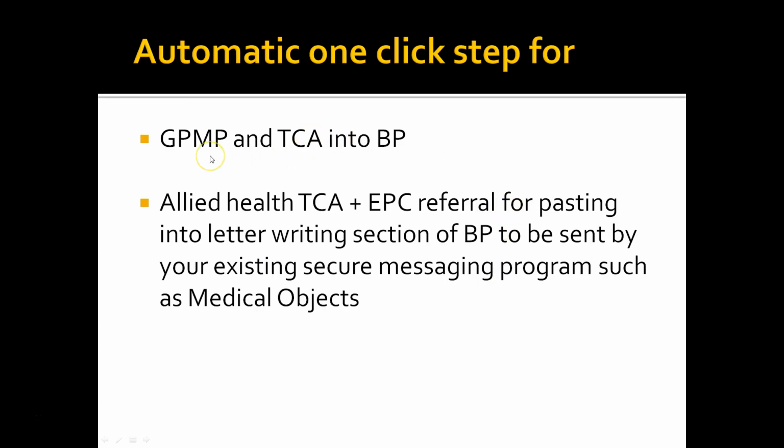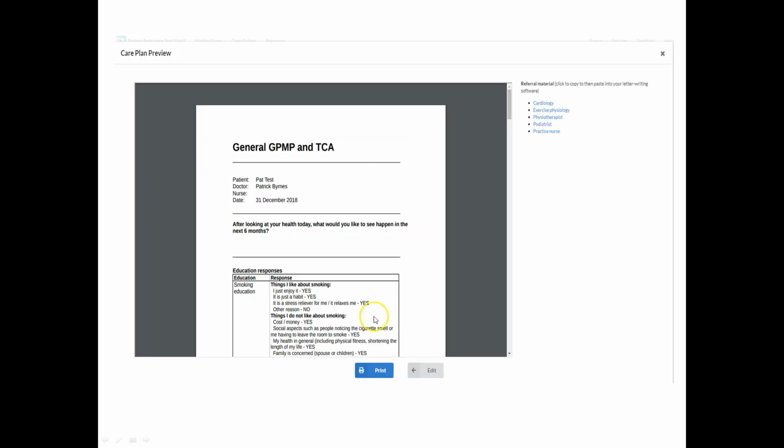At the end, there's just a one-click step for the GPMP and TCA to go into Best Practice. So what we have here is the next step. You just print here, and that prints the GPMP, and then you go to the save button, which you click. It goes directly into BP. And on the right here, if you click for the podiatrist, it will just save a copy of the team care arrangement, print out the EPC form, and that will then be saved, and you can just go to your letter writing section in your Best Practice software, drop it into your standard referral letter, and send it by your normal referral mechanisms such as Medical Objects.